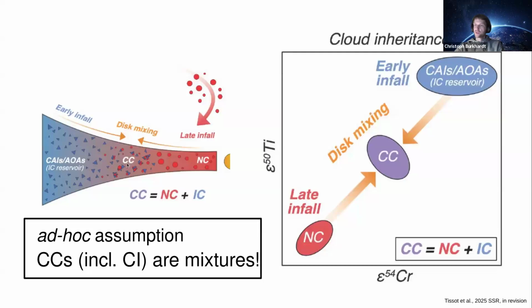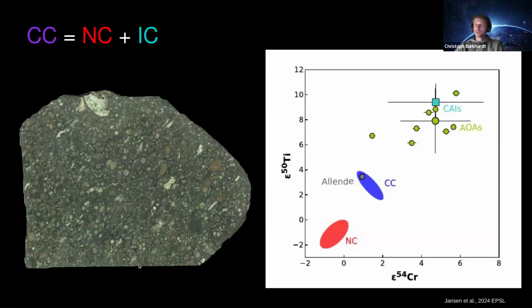And the prediction is that CC chondrites are mixtures, including CI chondrites. And whoever has had a carbonaceous chondrite in hand knows that yes, they are mixtures. They are in chemical disequilibrium and there are different components in them. And CIs are one of them. They're chemically and isotopically distinct.